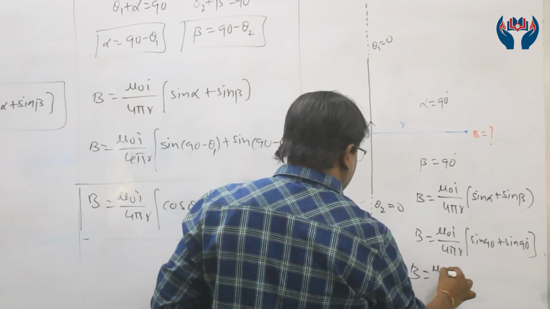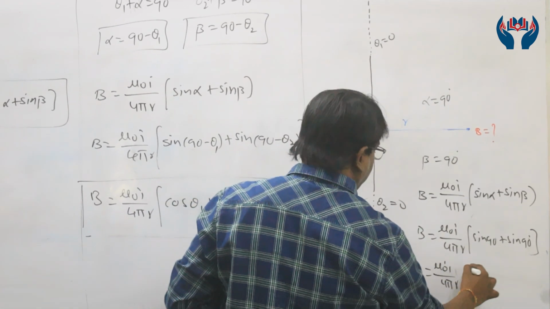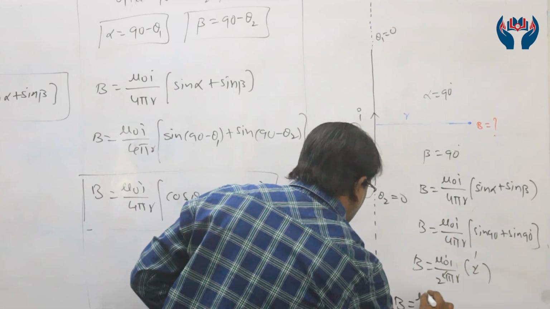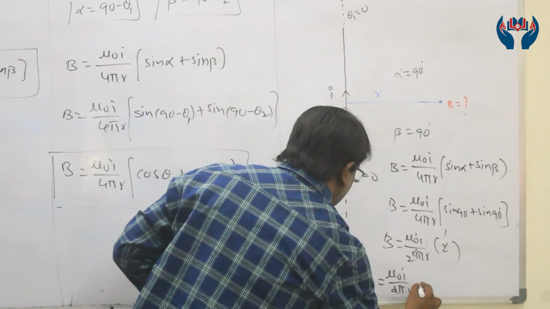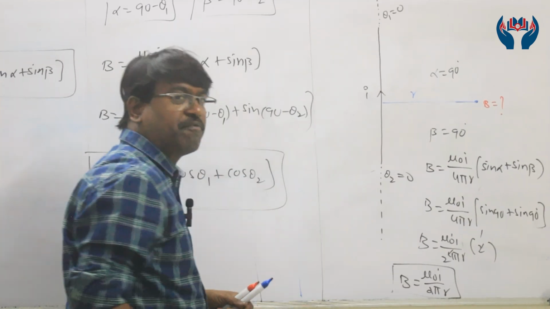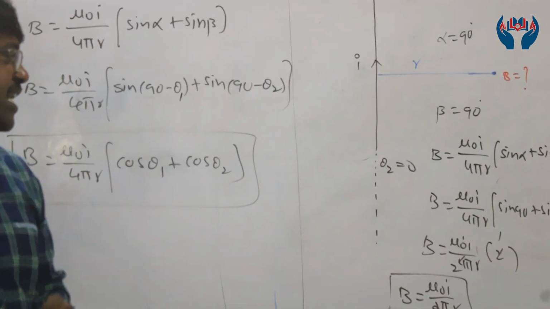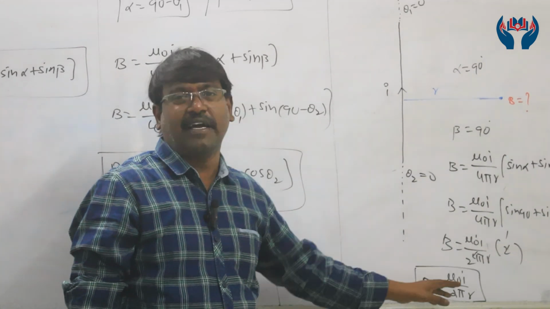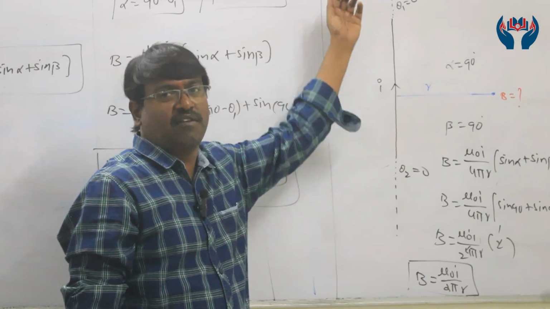Now what is the magnetic field? Mu naught I by 4 pi r into 2. Two times, so B equals mu naught I by 2 pi r. That is the magnetic field due to an infinite current carrying conductor. So we have to remember this formula directly, and we need not solve it every time.